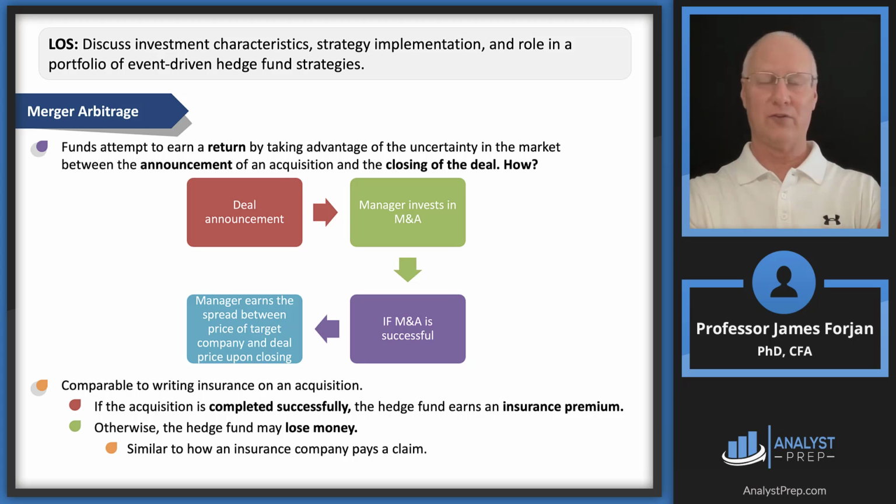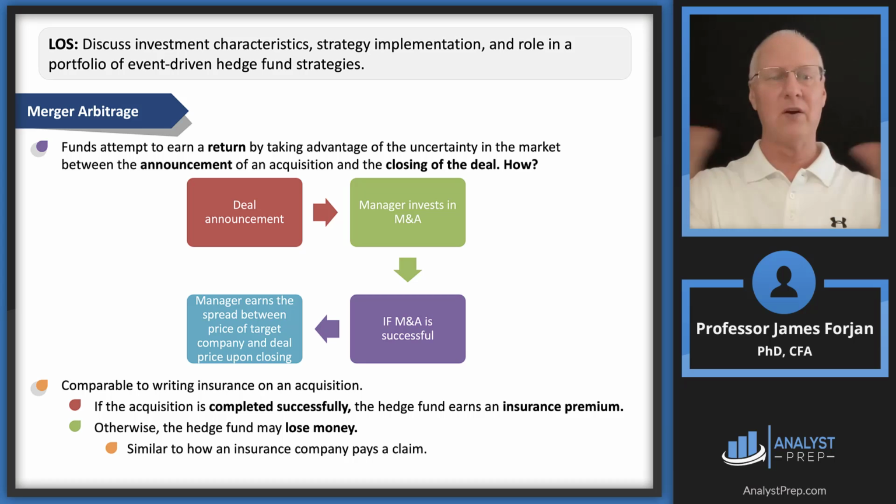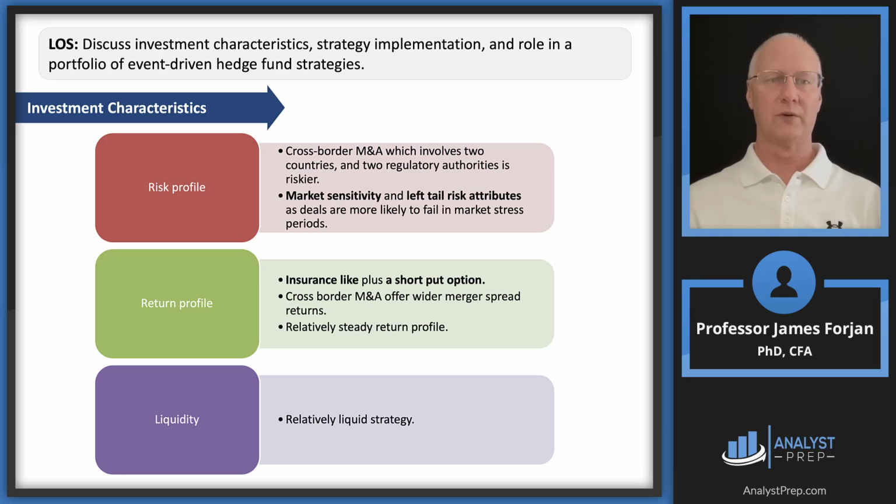And of course, you can do this with a tender offer. You can do it with a merger. You can do it with a spinoff. You can do it with a parent and a subsidiary. I mean, there are all different sorts of ways to accomplish this merger arbitrage.